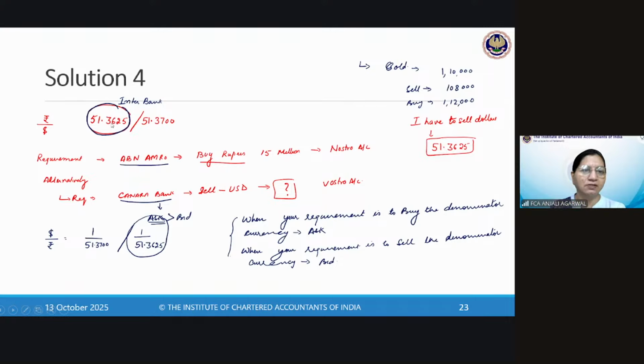So when you are selling dollars, bid will apply. 51.3625. Okay. But here, let's convert it first into inverse quote. And when you convert it into inverse quote, it is 1 upon ask oblique 1 upon bid. So you get 1 upon 51.3700, which will be a smaller number as compared to 1 upon 51.3625, which will be a bigger number. Ask is always greater than bid. Okay. So now you can say you want to buy rupee. What will apply? What will apply?